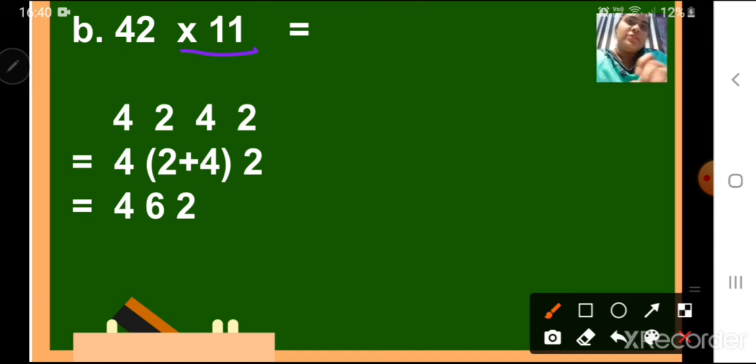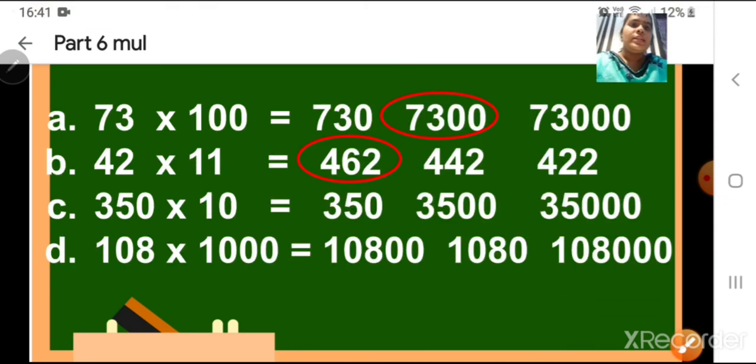So you can see multiplied by 11 is given. So first step is we have to write the number, the multiplicand, two times. That is 42, 42, two times we have to write. Correct. After that we have to add the numbers which are in between, that is 2 plus 4. Then we have to write the answer. 4 will be as it is, 2 plus 4 is 6, and then 2 at the end. So our answer is 462. 42 into 11 is 462. So circle the correct option, 462.